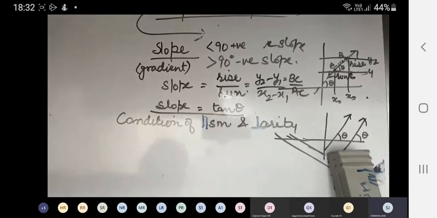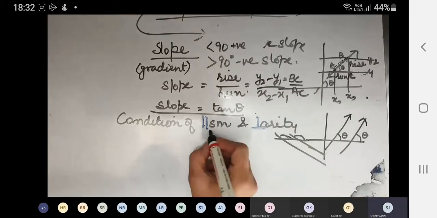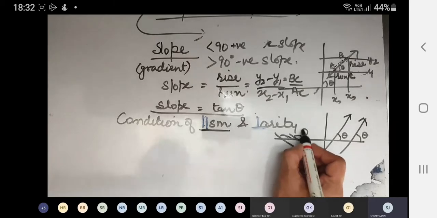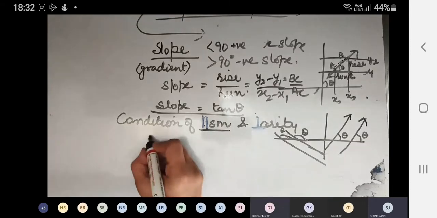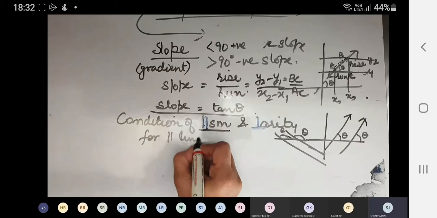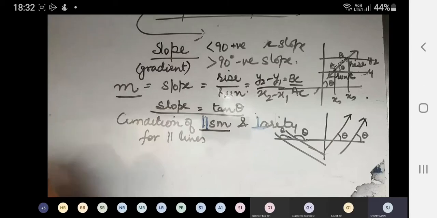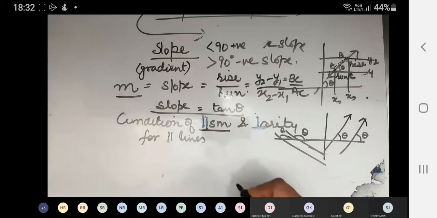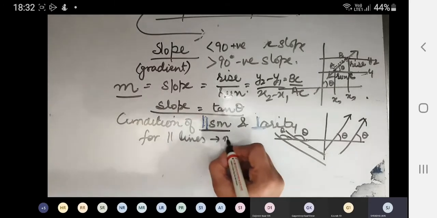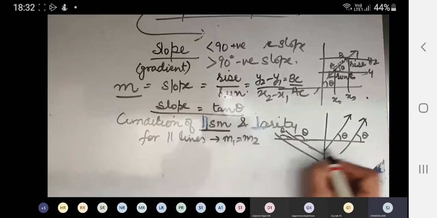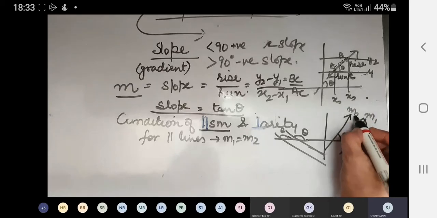Now these two parallel lines are inclined at equal angles to the x-axis. Is it? If the angles are equal, their tan thetas will also be equal. It means the slopes are equal. For parallel lines, the slopes are equal, and for slope we use the letter M for its denotation. So for parallel lines, M1 is always equal to M2, if M1 refers to the slope of the first line and M2 refers to the slope of the second line.